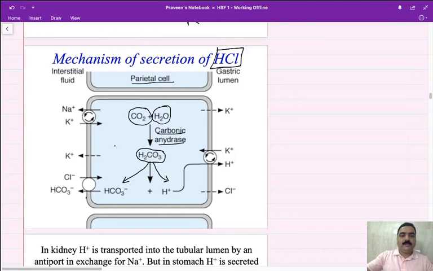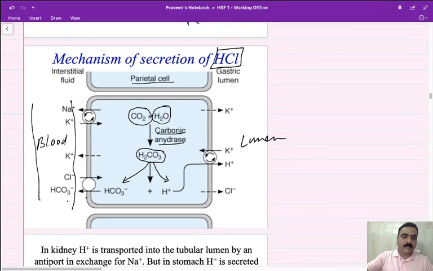Okay, so what happens to the H plus? This is the lumen of the stomach, and this is the blood side. Here you have the blood, to which all these things are being pumped in. So here the hydrogen ion is going, and passively what is also going in? The chloride also follows. So this is what is forming the hydrochloric acid in your stomach, in the lumen.